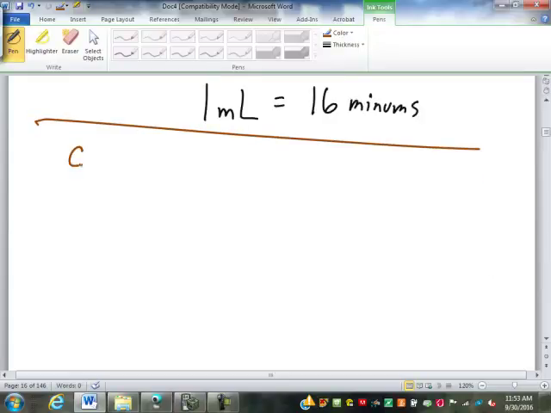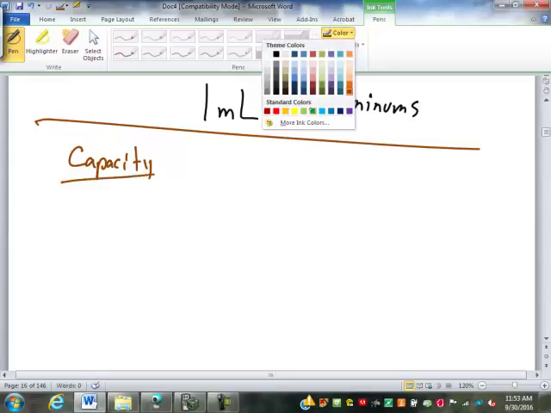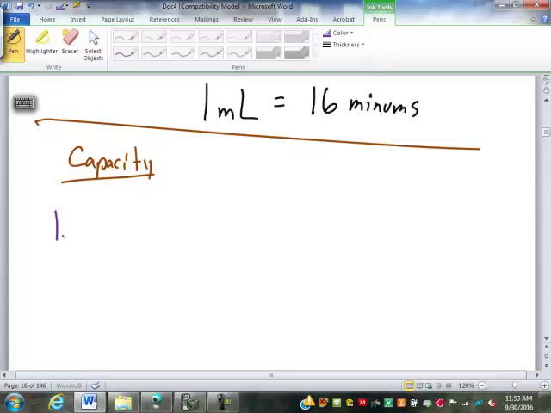So let's look at capacity. For capacity, 1 gallon is approximately 3.785 liters. Now there's 4 quarts in a gallon, only 3.785 liters, which implies a liter is slightly larger than a quart.